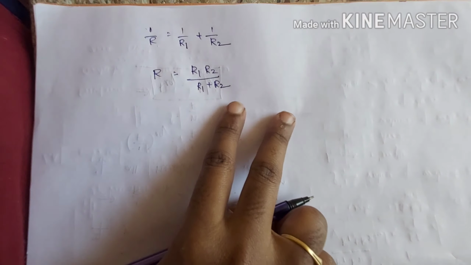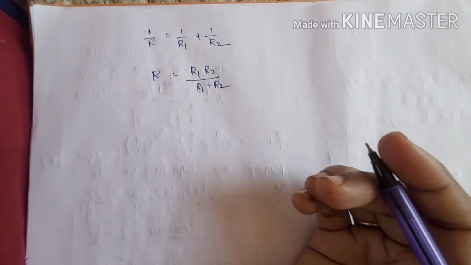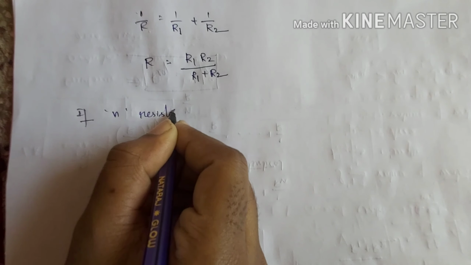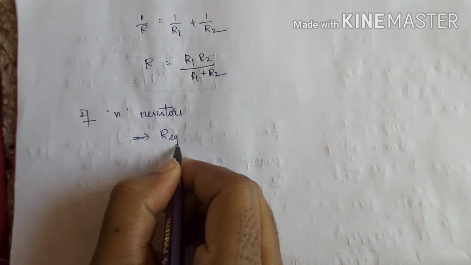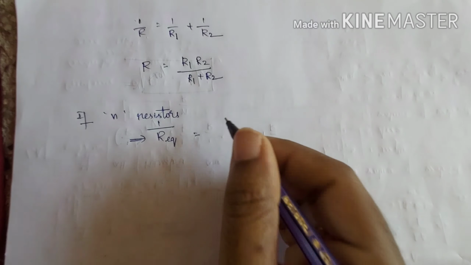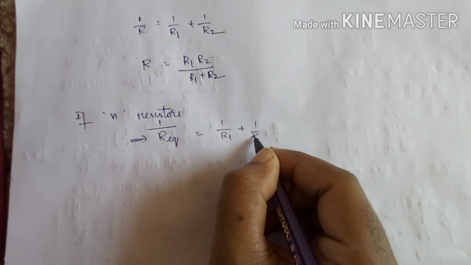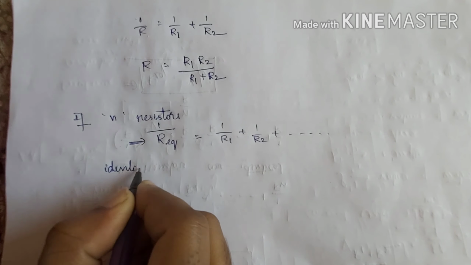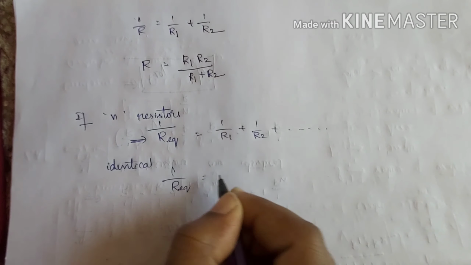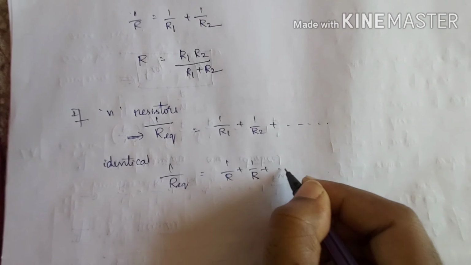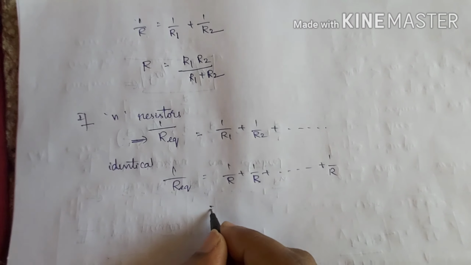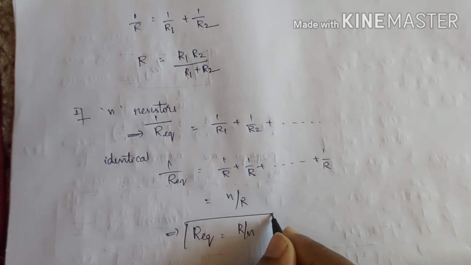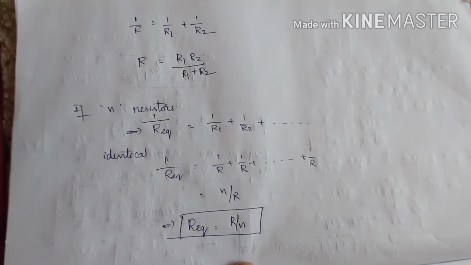This formula is used when resistors are connected in parallel. The condition is that you have connected only two resistors. If you are connecting more than two, then the formula will vary. If I am connecting n resistors, then 1 by R equivalent equals 1 by R1 plus 1 by R2 plus and so on. If all the n resistors are identical, then 1 by R equivalent equals 1 by R, and this goes on n times, which is n by R. So R equivalent is R by n. This formula is used when you are connecting n resistors in parallel.